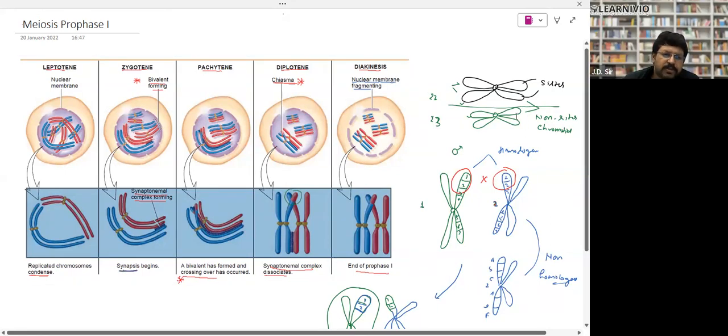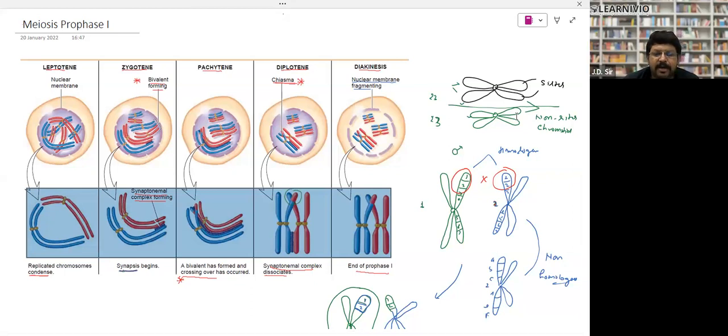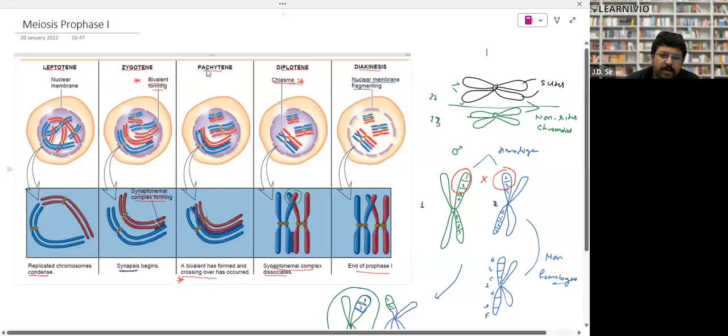Further, prophase one has been divided into these stages: leptotene, zygotene, pachytene, diplotene, and diakinesis. They have been mentioned in your NCERT book, page number 167, 168. Look, in leptotene, what happened? Nuclear membrane starts dissolving and degrading.